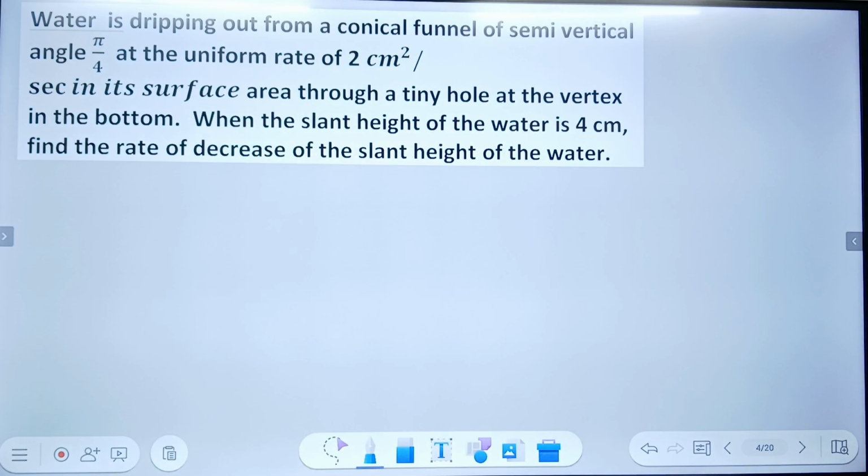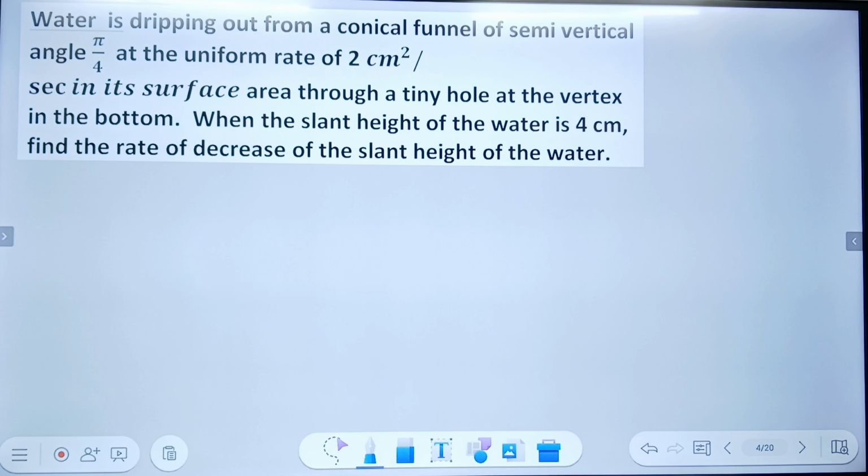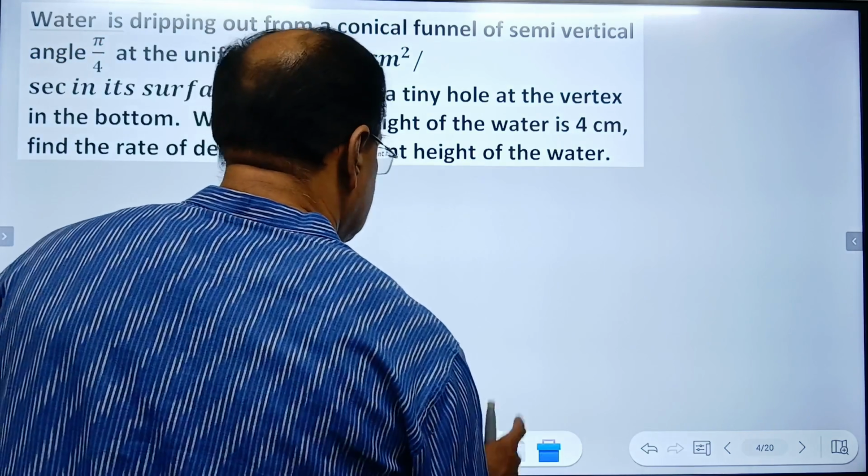The next is something similar to the previous problem. So let us see how we do this. Water is dripping out from a conical funnel of semi-vertical angle pi by 4. There the angle was 120 degrees, so the semi-vertical angle was 60 degrees. Here it is pi by 4. At a uniform rate of 2 centimeters square per second in surface area through a tiny hole at the vertex in the bottom of the cone. When the slant height of the water is 4 centimeter, find the rate of decrease of slant height of the water. Okay.